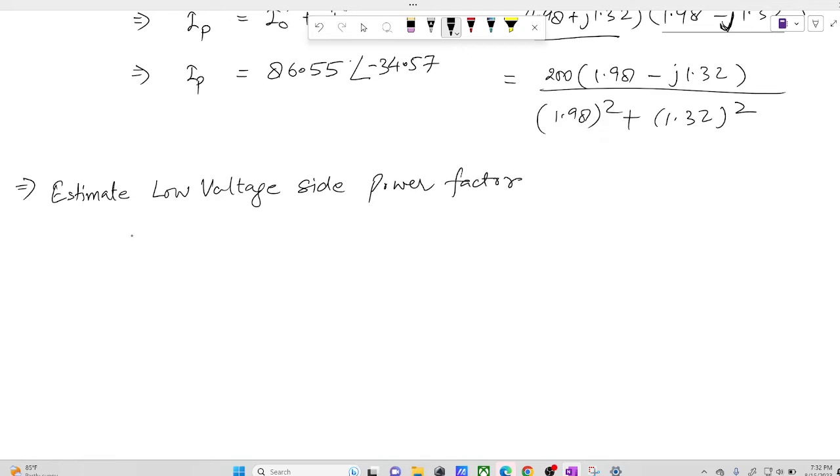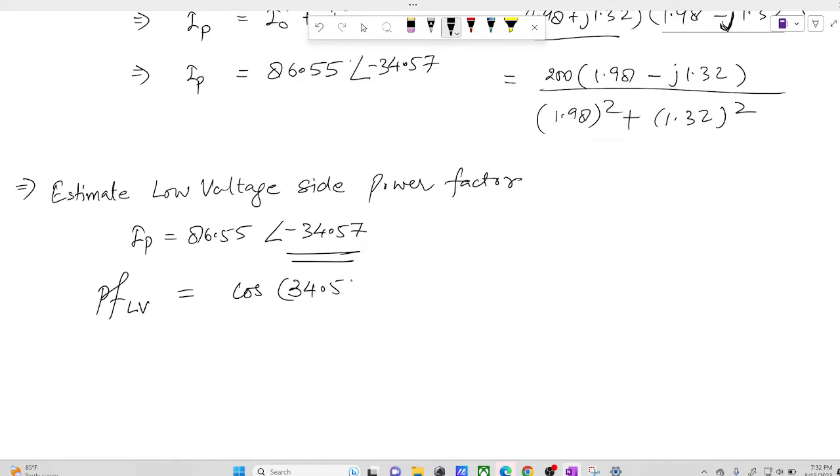So it is simple. Since the primary current which is drawn from the low voltage side is 86.55 at an angle of minus 34.57, the power factor of the low voltage side will be cos of 34.57, that is approximately 0.82 lag. Clear? Yes, sir. Okay.